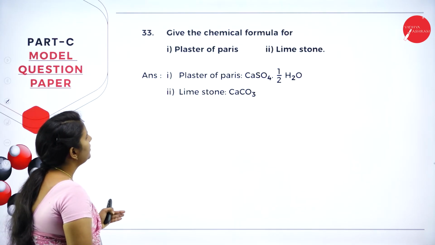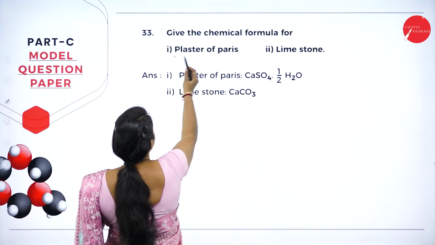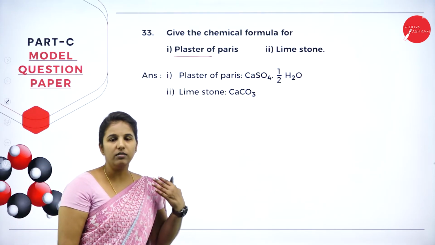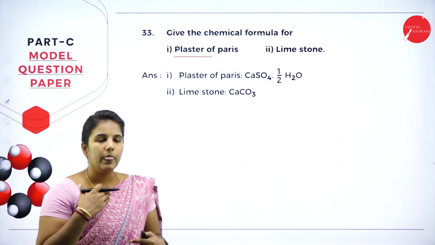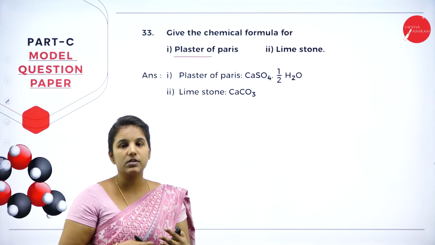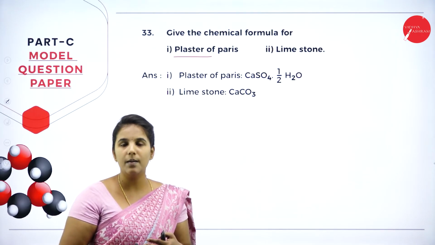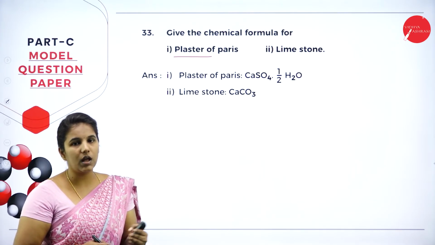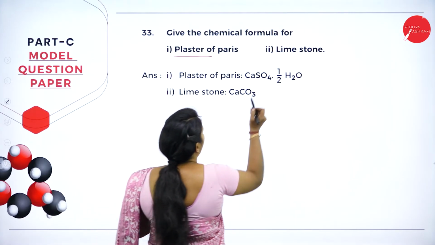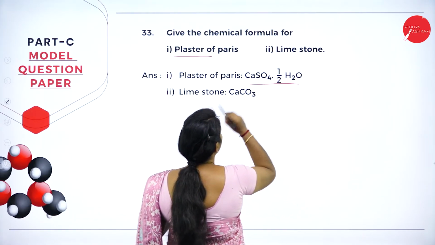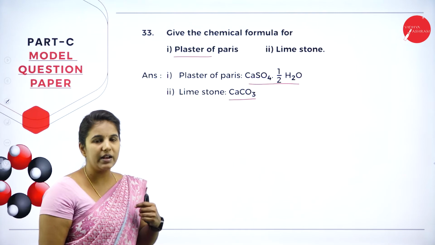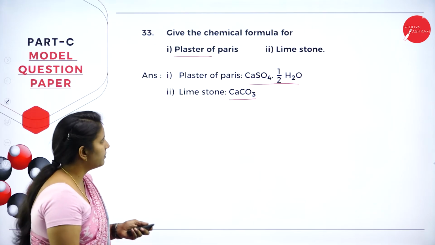Next, give the chemical formula of plaster of Paris and limestone. We are all familiar with plaster of Paris, is it right? It is used for broken hands and in construction, especially for making statues and toys. It is nothing but calcium sulfate hemihydrate. So how do we write it? CaSO4 half water molecule. For limestone, we know that it is nothing but calcium carbonate. Just by writing the formula, it's enough to get 3 marks.